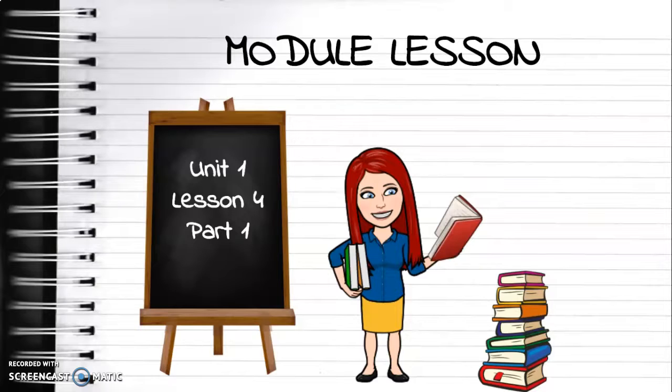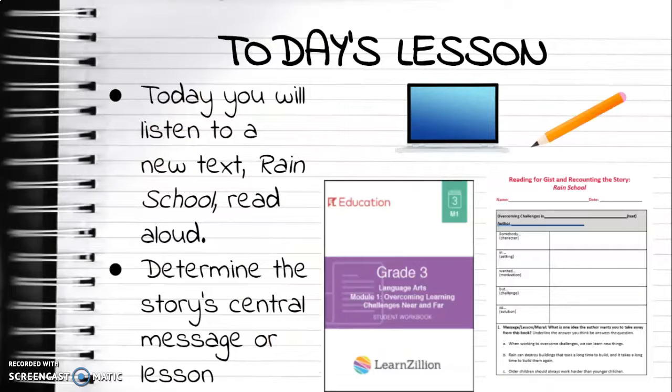This lesson is going to be broken into two parts. For today's lesson, you're going to listen to a new text called Rain School, and it's going to be read aloud. You will also be determining the story's central message or lesson. You will need a pencil and your workbook, and you will turn to the workbook page that says Reading for Gist and Recounting the Story, Rain School. I believe this should be page 5 in your workbook.